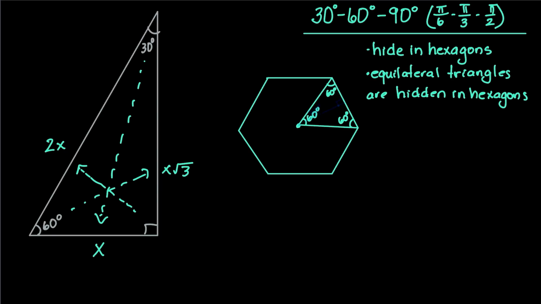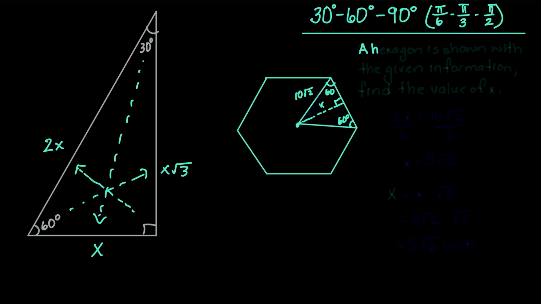If we bisect our equilateral triangle, that bisector creates a 90-degree angle. We have a 60, and this one at the top is now 30 degrees. So equilateral triangles hide within hexagons, and then we already know 30, 60, 90 triangles hide in equilateral triangles. So let's look at two examples of how this works on an exam.